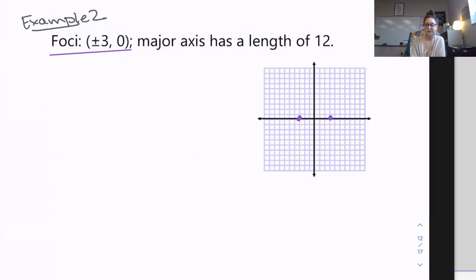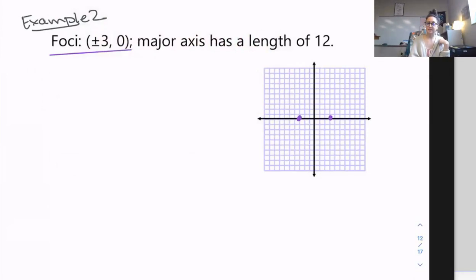So for example 2, we know that the foci are plus or minus 3, 0, so negative 3, 0, and positive 3, 0, and that the major axis has a length of 12. So would you say the major axis in this case is going to be horizontal or vertical? It's going to be horizontal. It has to be, your foci lie on the major axis, right? So it's got to be in the same direction as the foci, which I've got plotted here.